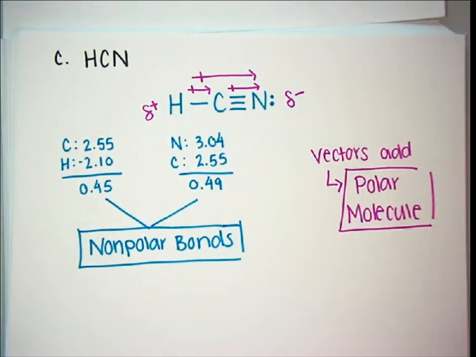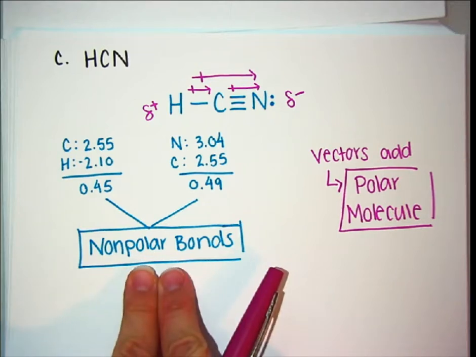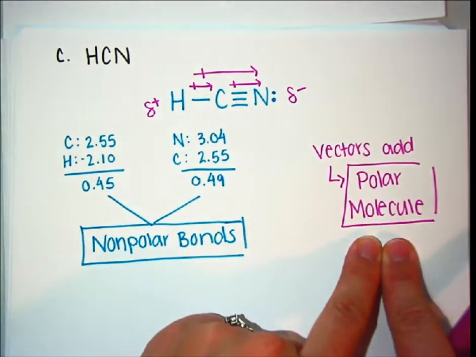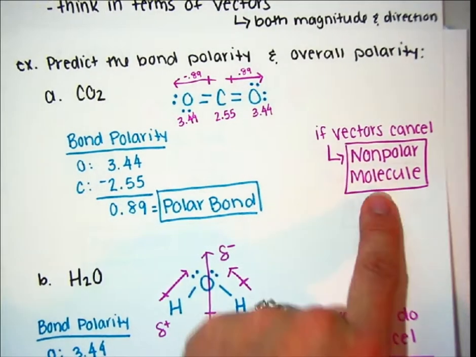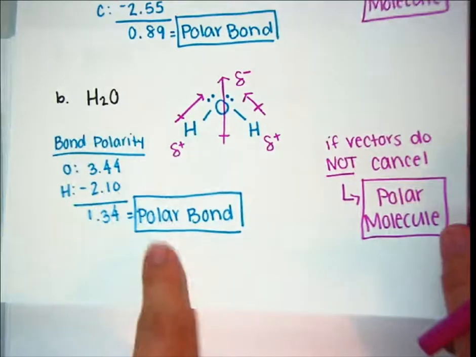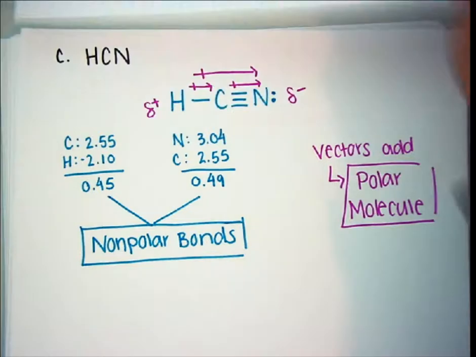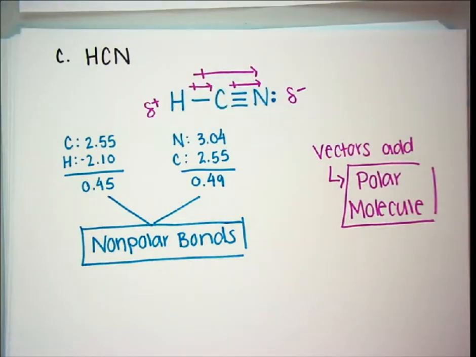So here's another example. It's not always the same. You can have nonpolar bonds on a polar molecule. You can have polar bonds on a nonpolar molecule. They may both be polar. They're not always the same. So it's really important that you go through and calculate the difference in electronegativity, and then look at those vectors and decide, is it going to be polar or nonpolar?